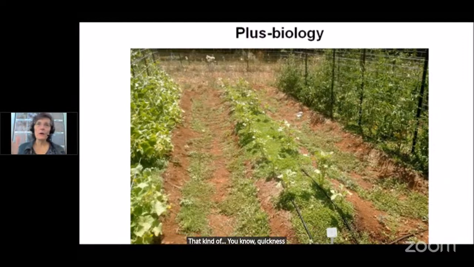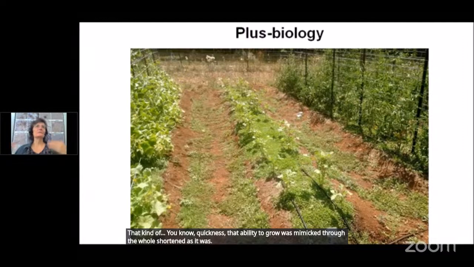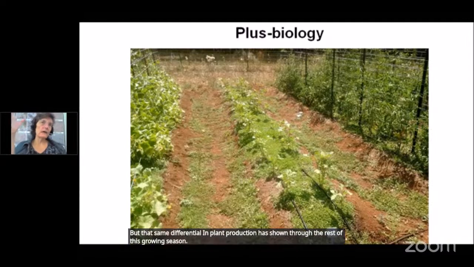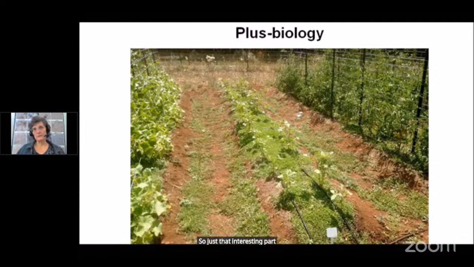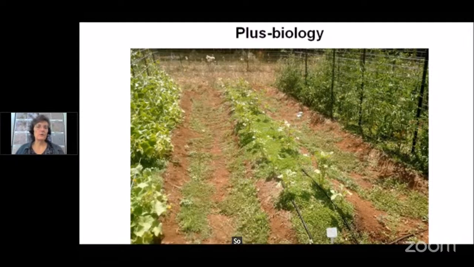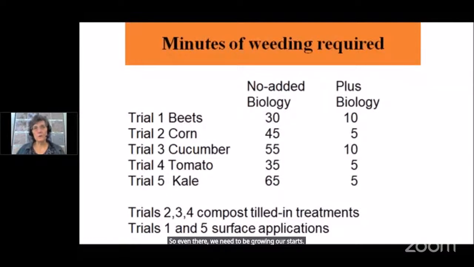That kind of quickness, that ability to grow, was mimicked through the whole shortened growing season, because we couldn't get them out until we had the irrigation system in. But that same differential in plant production has shown through the rest of this growing season. So just that interesting part of the experiment, this change in the way that plant is responding because it has biology in the root system, starts in the greenhouse.